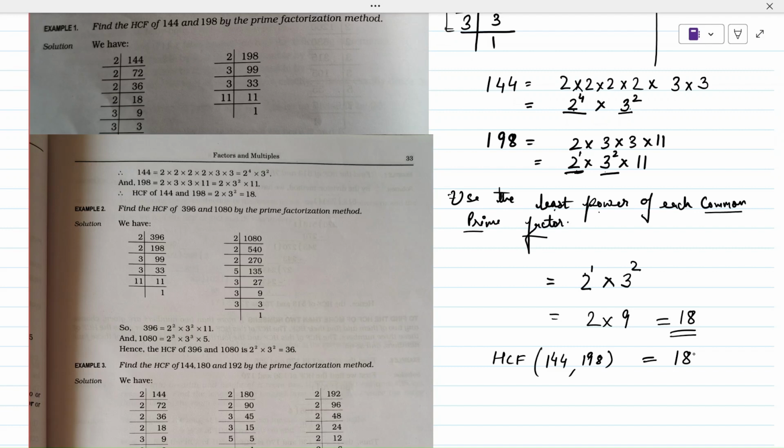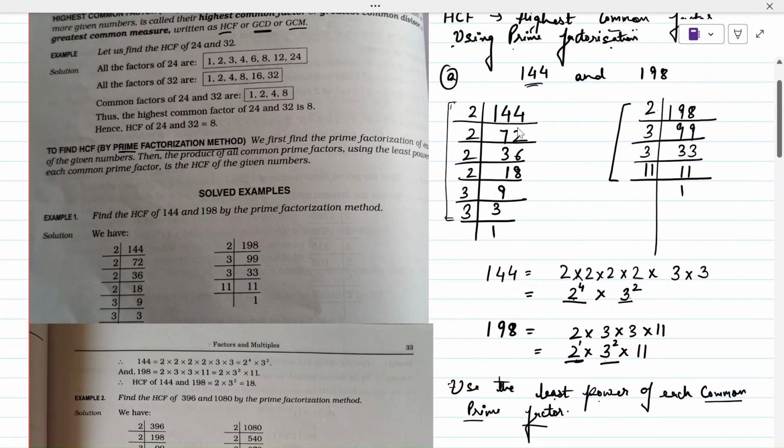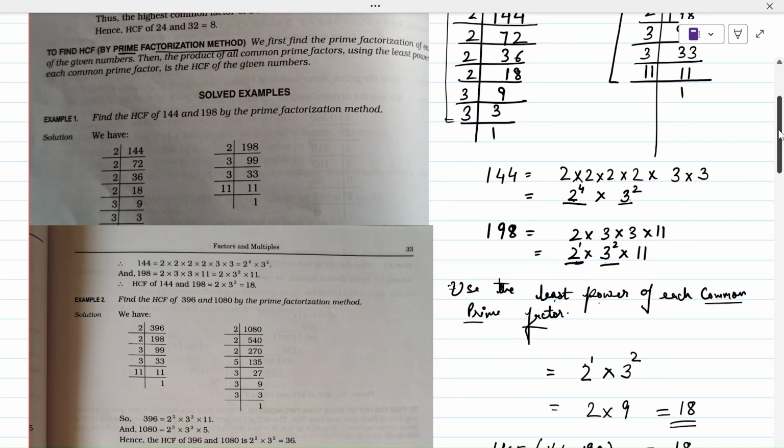So I am repeating this again for you. What we have done, first of all, we are provided with two numbers, and we will find their prime factors individually. We have found the prime factors of 144 and 198 and we have written them as is. And now we have converted them into the form of powers if possible.